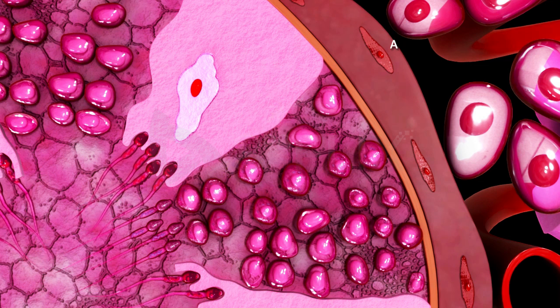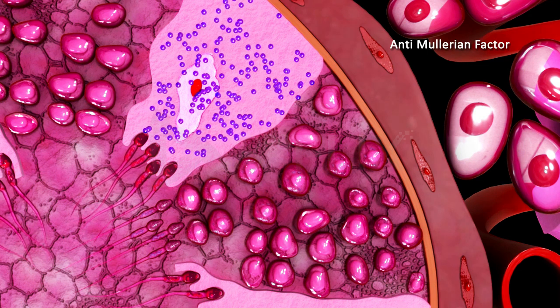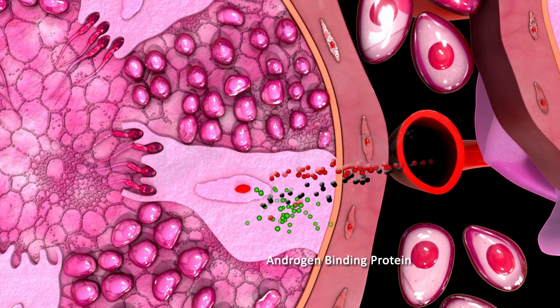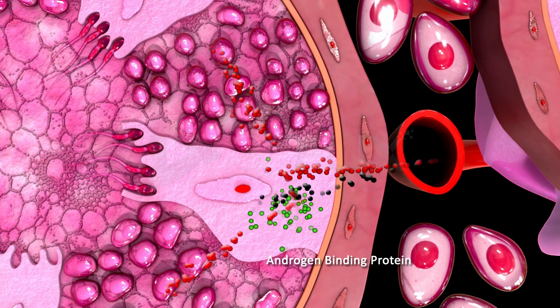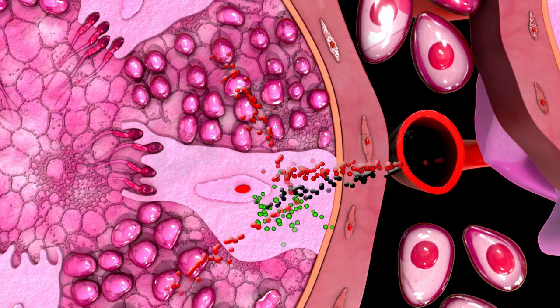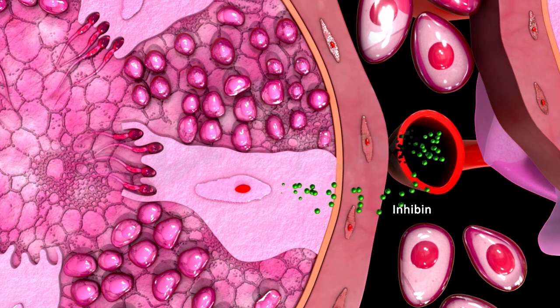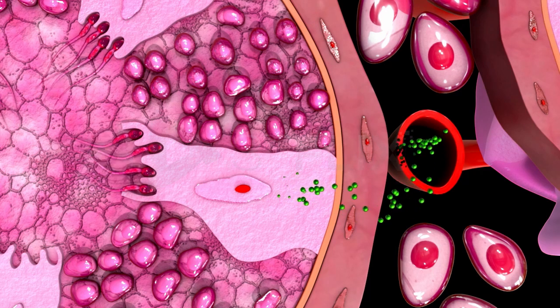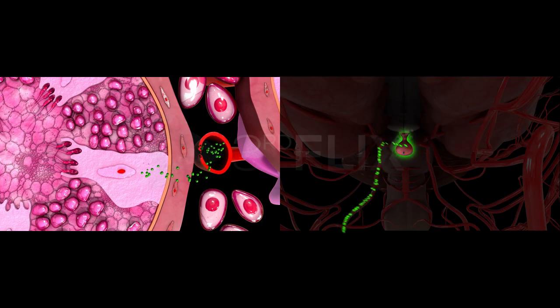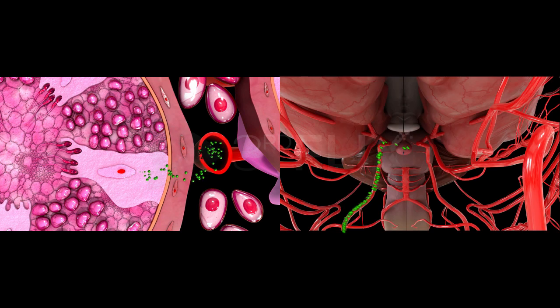They produce anti-Müllerian factor, AMF, which inhibits the development of the ovaries. They produce androgen binding protein, ABP. They form the blood testes barrier. The Sertoli cells also produce a protein hormone, inhibin. Inhibin inhibits the secretion of the follicle-stimulating hormone, or FSH, by the anterior lobe of the pituitary gland. This is a negative feedback effect.